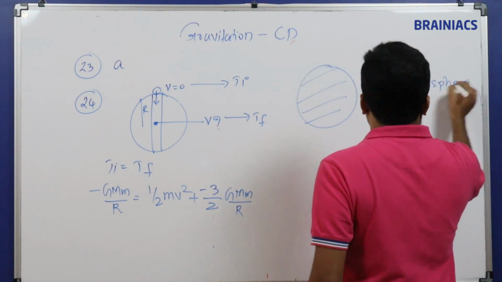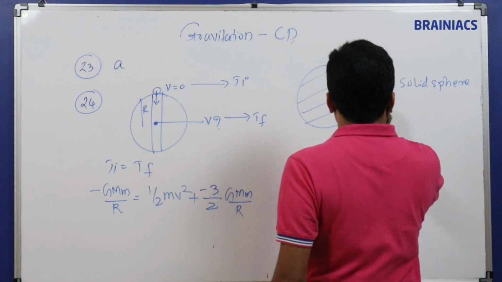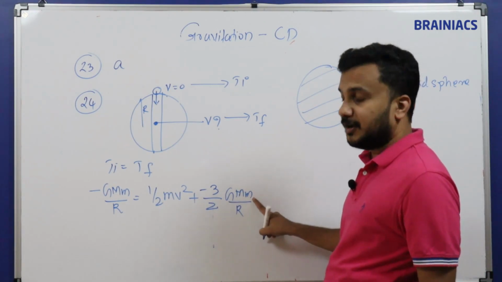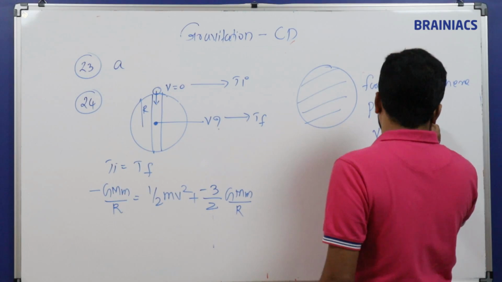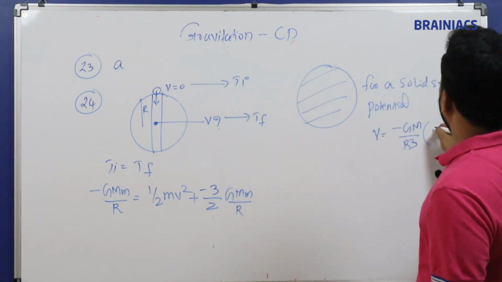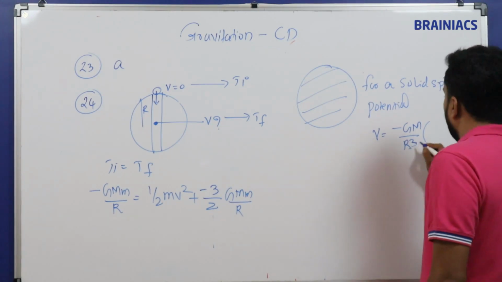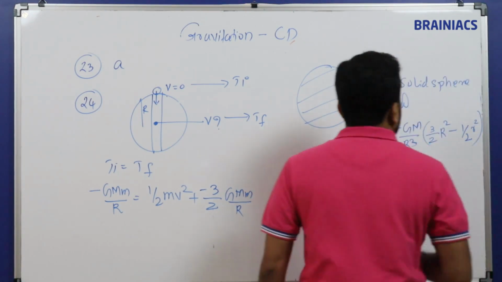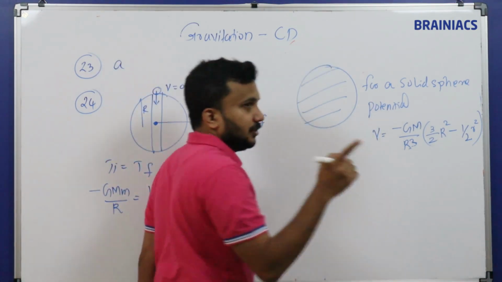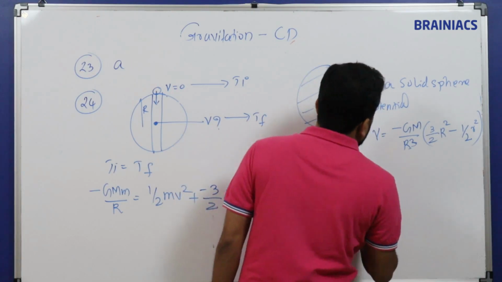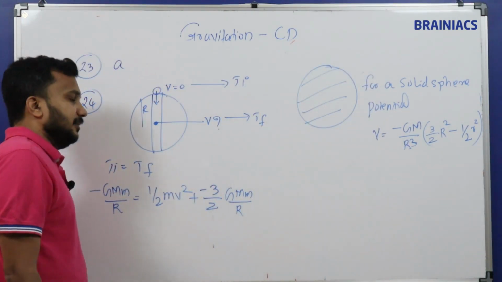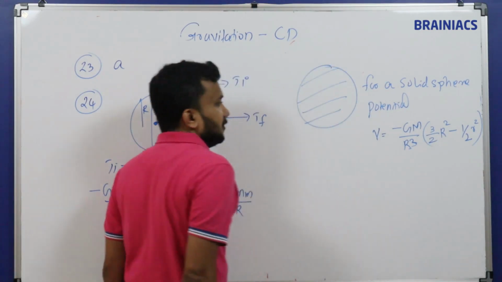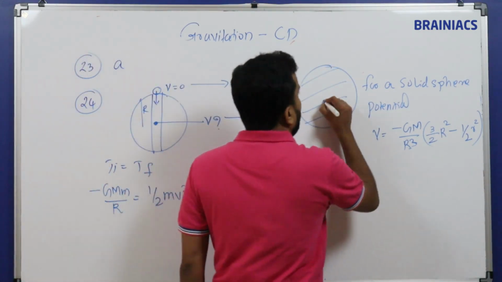For a solid sphere, potential inside, potential is equal to what? Minus GM/R³ into 3/2 times R square minus 1/2 times r square. This formula I have written. So this is the potential inside. In case you are not remembering, or if I forget, this is the formula for a solid sphere potential. But definitely I remember, I have taken this one. So GM/R³ into r², where r is the distance from the center.